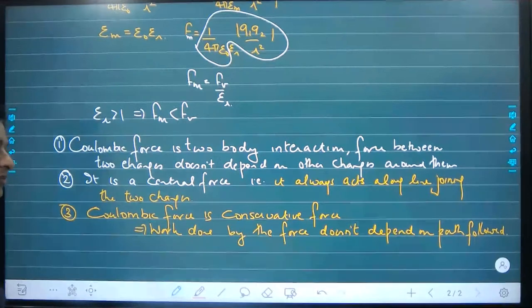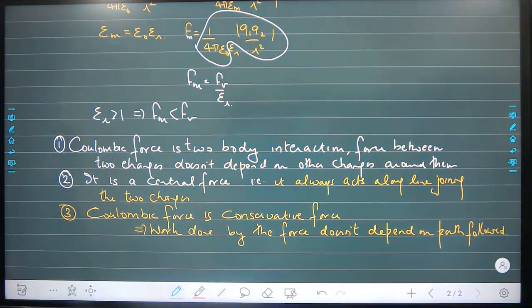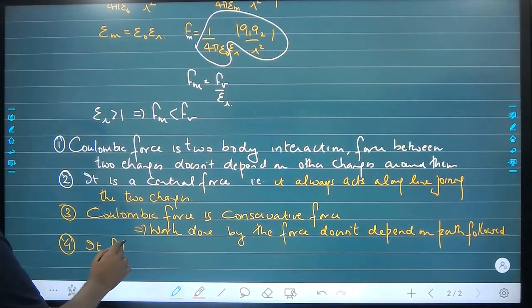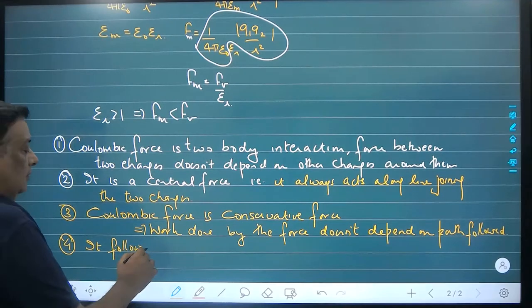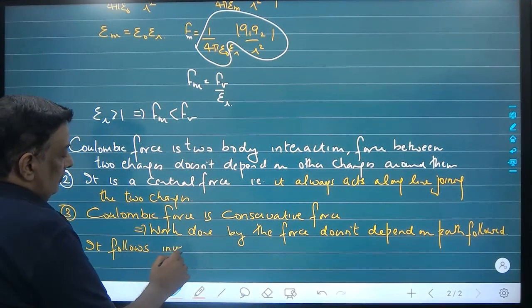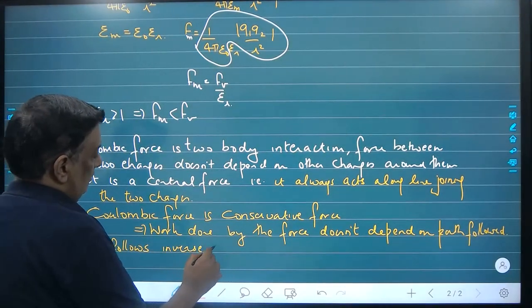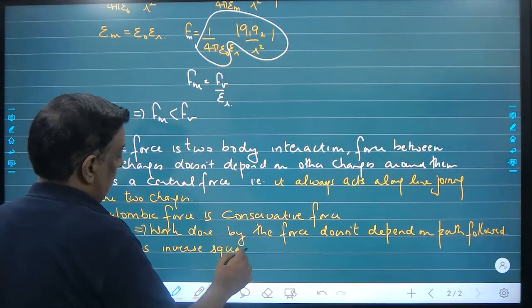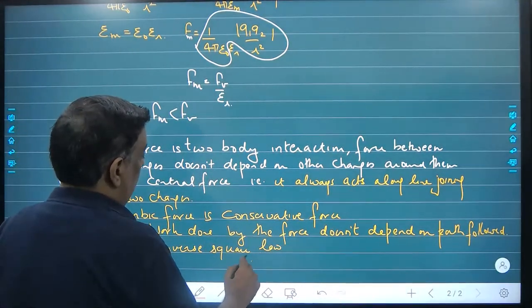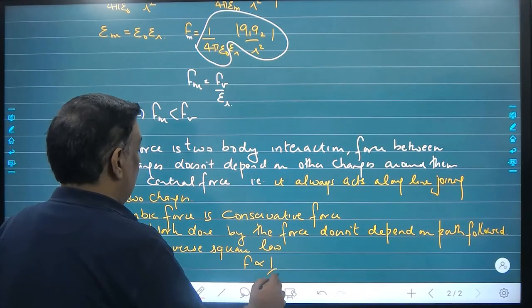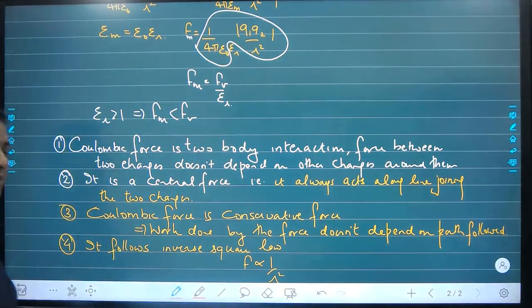So it's a Coulombic force. And it follows inverse square law, as in gravitational force, which means F is proportional to 1 by R square. Baki basic properties, but it can be attractive or repulsive.